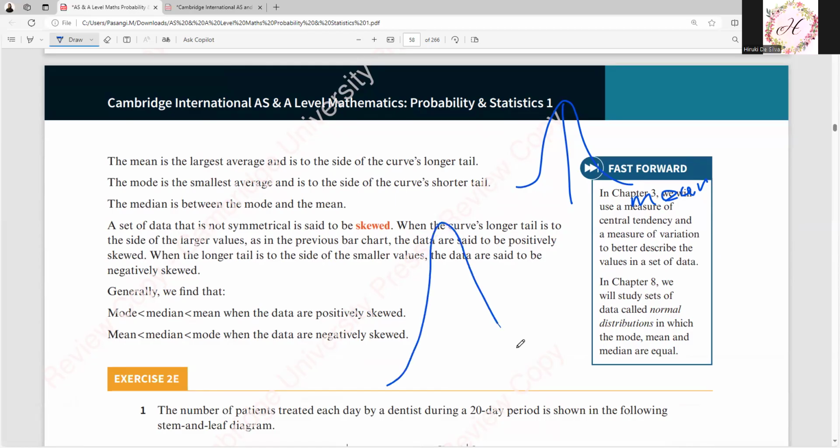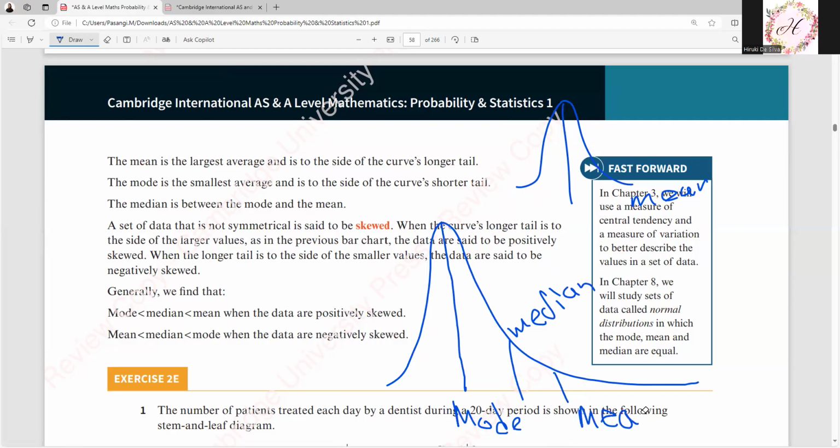Positively skewed means මෙහෙමනේ. So then, here we have the highest frequency value, we have the mode, no? Mode. Somewhere around here we have the median. Then somewhere around here we have the mean. If it's positively skewed, then mode එකට වඩා median එක ලොකුයි, median එකට වඩා mean එක ලොකුයි.